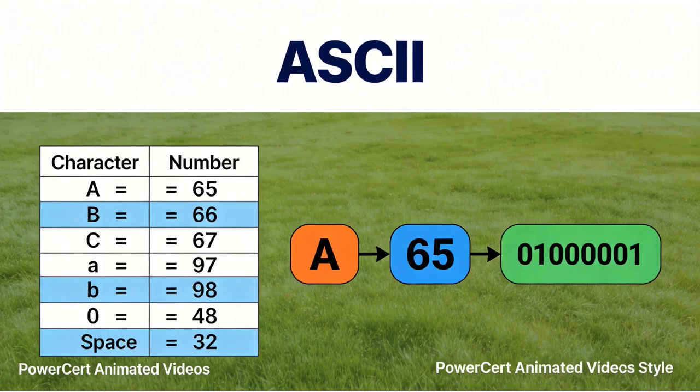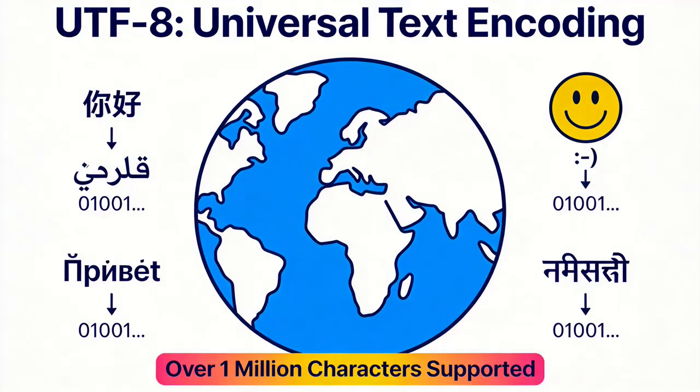Fine for English, but what about Chinese, Arabic, emoji? The world needed something bigger. That's where UTF-8 comes in. UTF-8 is the world's most popular text encoding today, and it's clever because it's variable length. For basic English letters and numbers, UTF-8 uses just 1 byte, same as ASCII, so it's backwards compatible. But for characters from other languages, it uses 2, 3, or even 4 bytes. That's how it supports over 1 million different characters. Every letter in every language, mathematical symbols, currency signs, and yes, emoji.